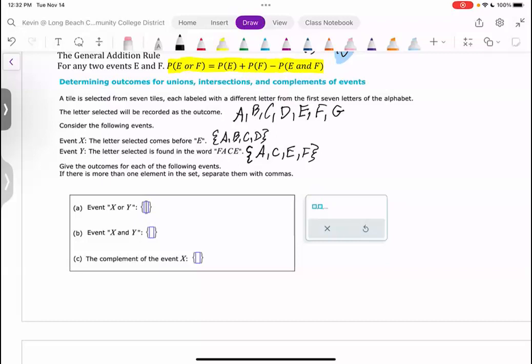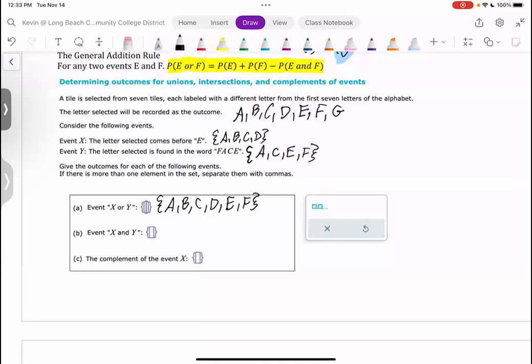It says event X or Y. Now the or is the key here. Event X or Y means that we want to be all inclusive. This is going to be A, B, C, D, E, and F. Now you'll notice that there's some overlap between event X and event Y. The or situation, it doesn't matter. We're just going to count it once.